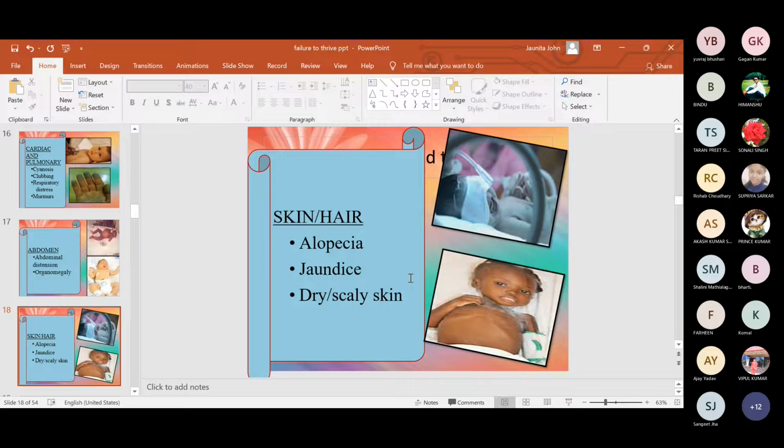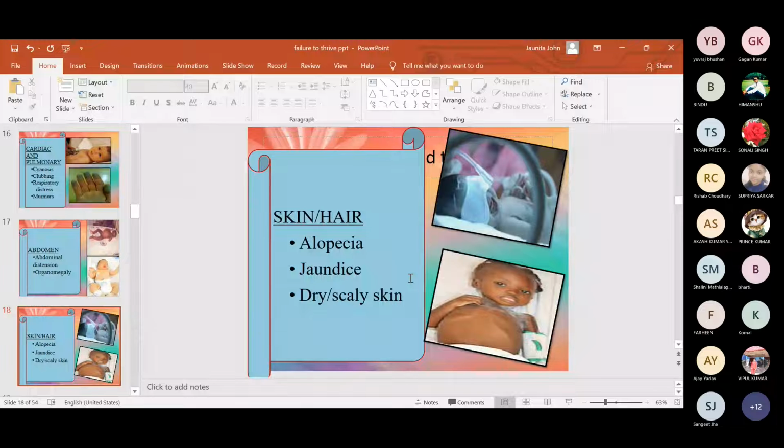Okay. Next is skin and hair. In the second picture you can see skin and hair. Alopecia, y'all are familiar. In the second picture, y'all can see clearly, it can be partial or complete absence of hair, which is also known as baldness. So that is alopecia. Second is jaundice. Jaundice is what? Yellowish skin discoloration of the baby's body, which can be caused by a rise in the level of bilirubin in the blood.